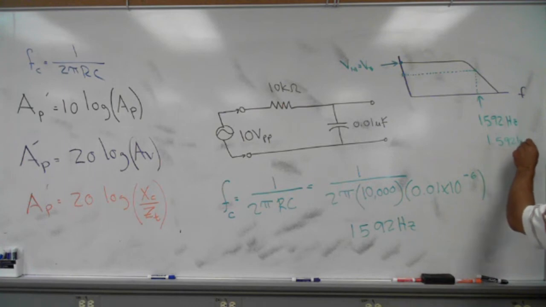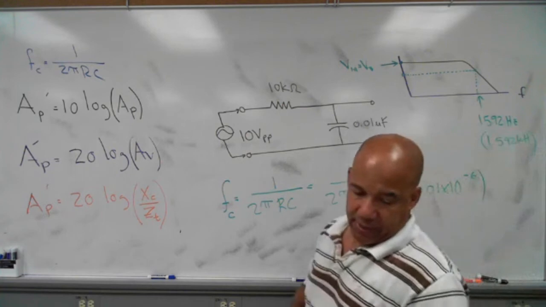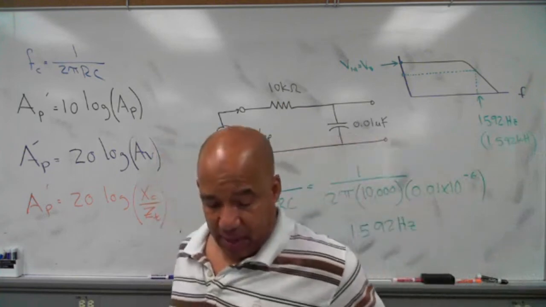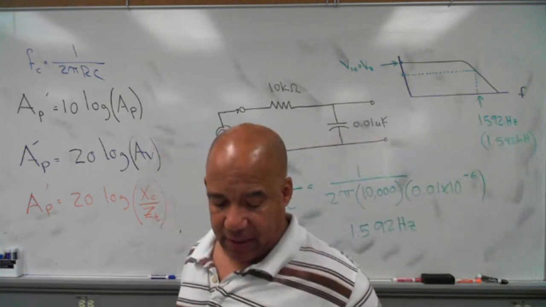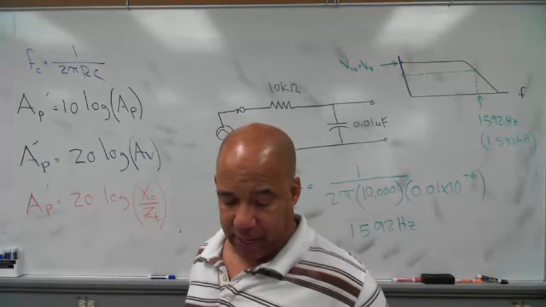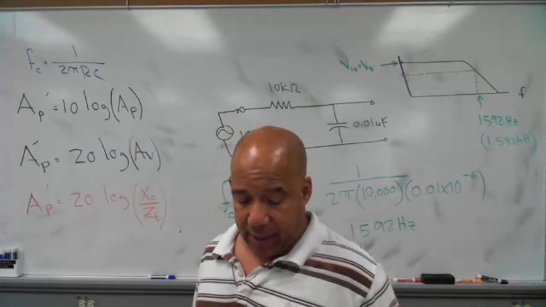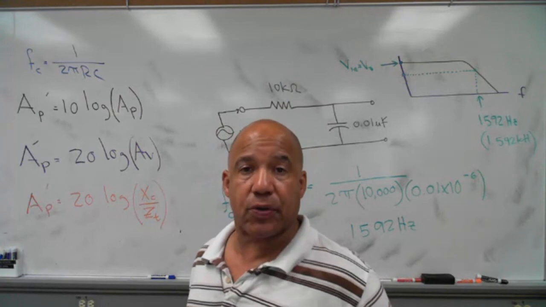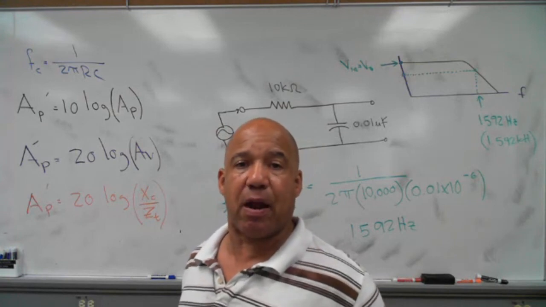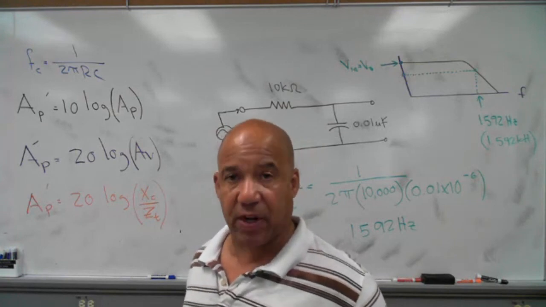All right, so that's A. Now, B, look at B. B says, let's find the decibel power gain. All these are power gains at 0 hertz. What would the decibel power gain be at 0 hertz? How would you figure that out? You would do just 10 log of 1, right? It should be 0.